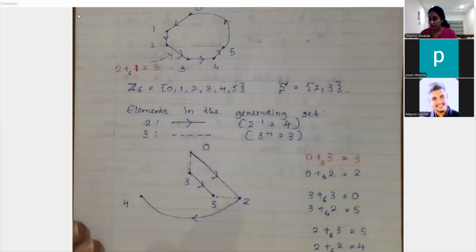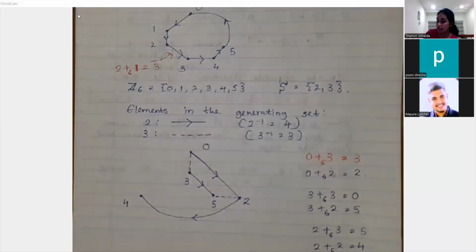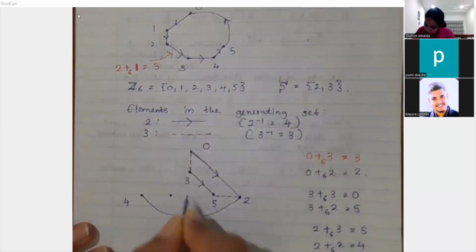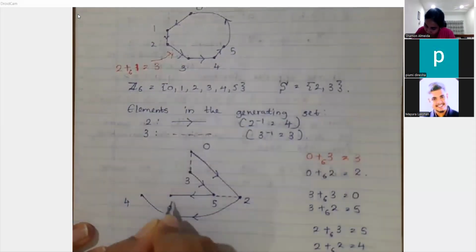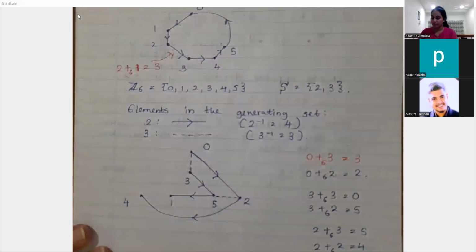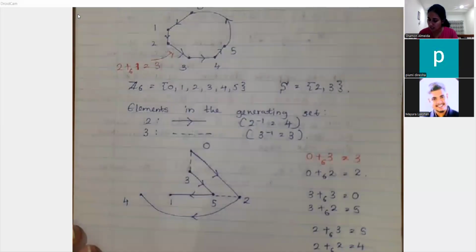Okay, right. Go to 5 again. We see that 5 plus 2 is 7. Divide by 6, take the remainder, it's 1. So we must have 1 somewhere here. I'll put 1 here. From 5 to 1, this directed edge, right?